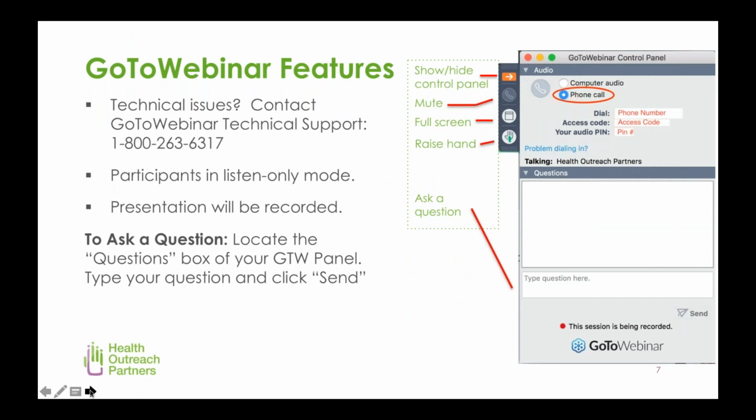So let's talk about the technology we're using, and then we'll go into the webinars a little bit. As you can see, we're using GoToWebinar. And if you experience any technical issues, there is an 800 number you can call. You can contact them directly if you just can't stay connected. That number you might want to jot down. It's 1-800-263-6317.